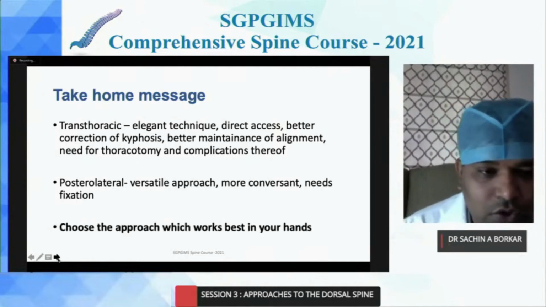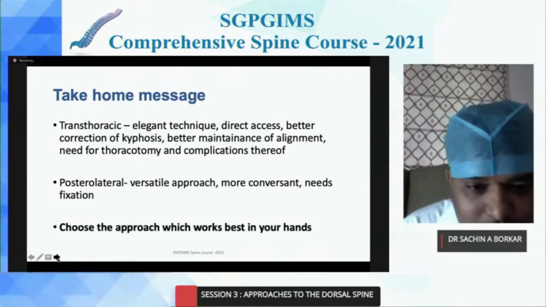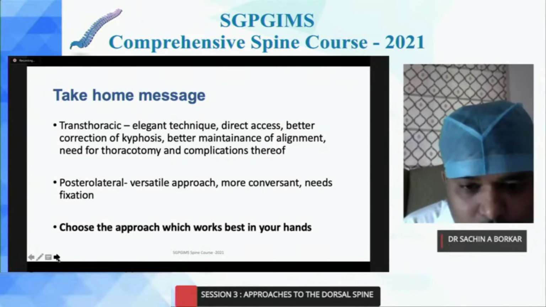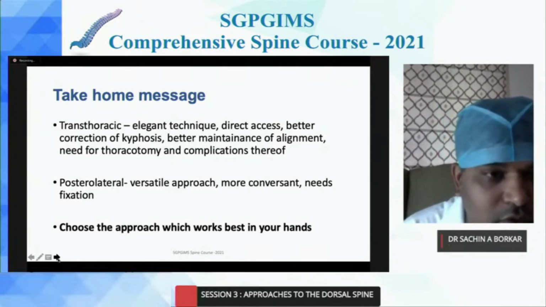So ultimately choose the approach which works best in your hands. All approaches are good. It's ultimately the patient safety which is most important.